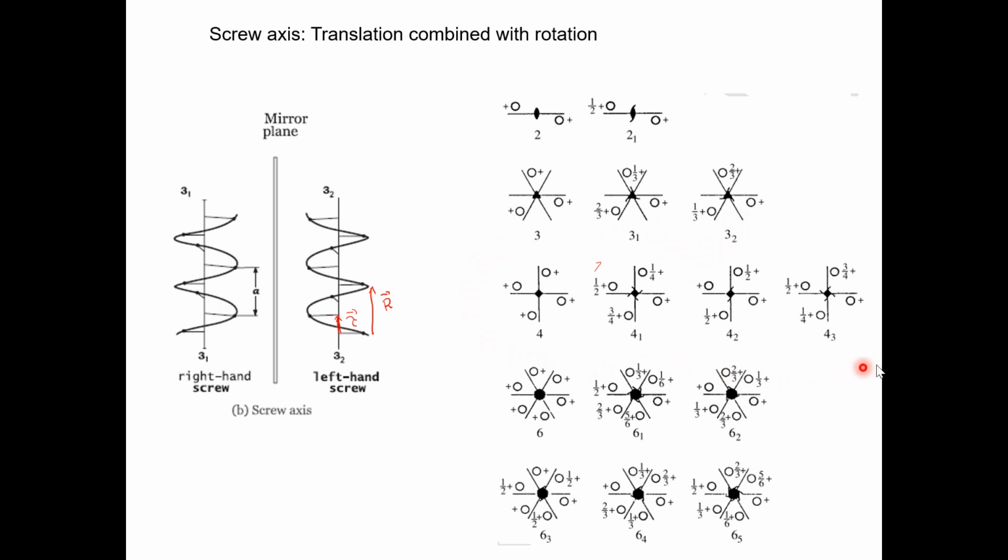And you can see that you can have many different possibilities. But it's important to get used to this notation. We are going to use stereograms a lot. And when I have one-third, two-thirds, or one-half, one-fourth, three-fourths, it means that the projection along the z-axis, the main symmetry axis, is one-third or two-thirds of the total lattice constant. Okay? We are going to use that a lot.